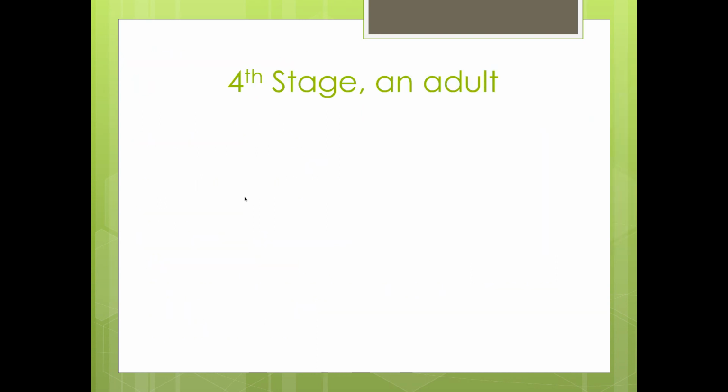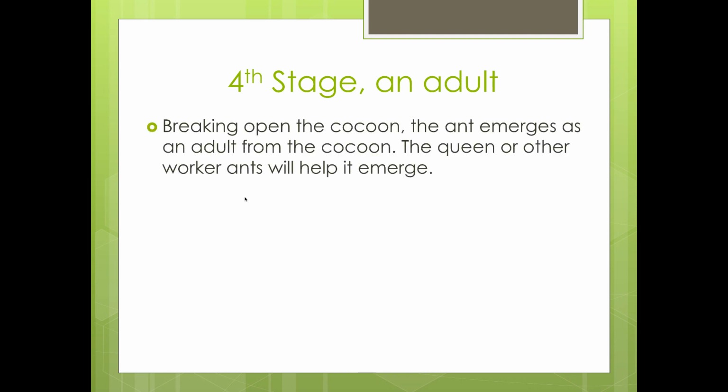The fourth stage is the adult stage. So we have the egg, the larva, the pupa, the adult stage. Breaking open the cocoon, the ant emerges as an adult from the cocoon. The queen or other worker ants will help it emerge.